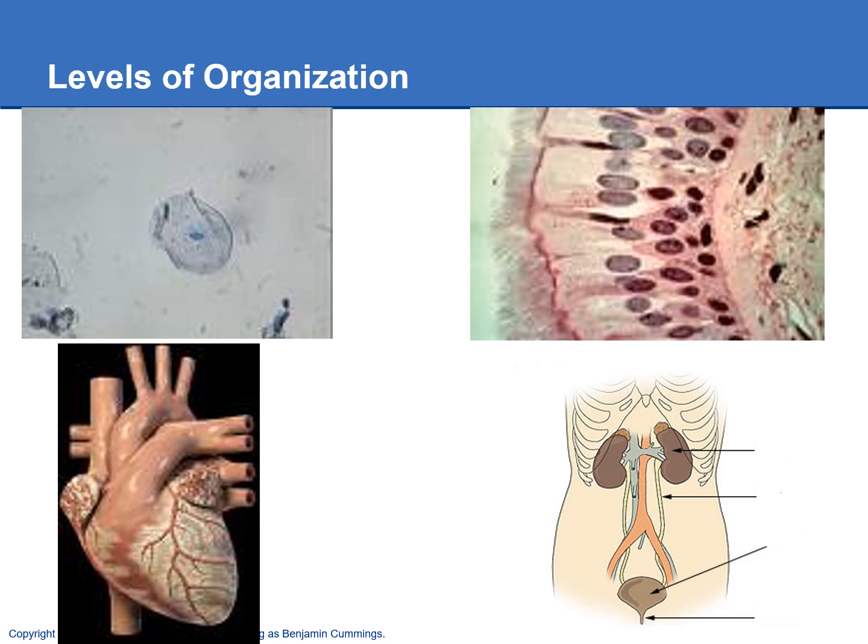And then organs that are working together to perform a function, that forms an organ system. So here we've got the urinary system. We've got several different organs here. We've got the kidneys, ureters, the bladder, and urethra, and all of those will form the urinary system.